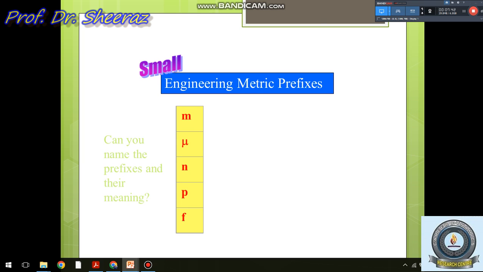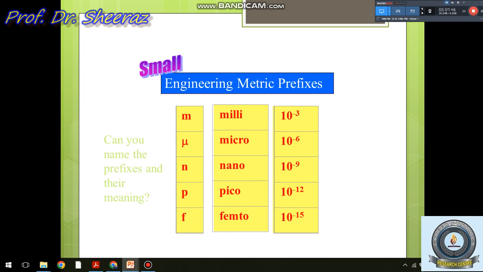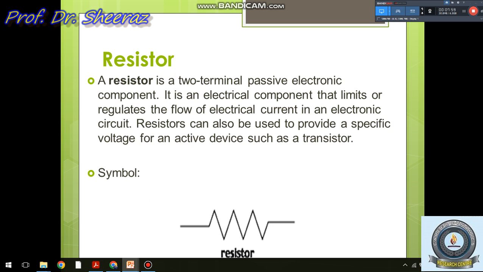In the case of small prefixes, small m is for milli, 10 power minus 3. Mu is for micro, 10 power minus 6. N is for nano, 10 power minus 9. P is for pico, 10 power minus 12. And F is for femto or 10 power minus 15.